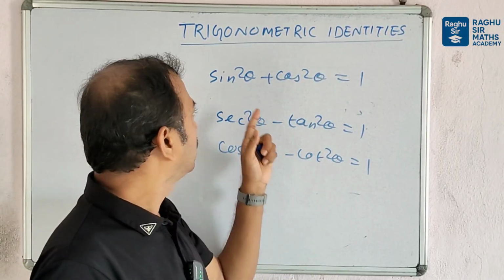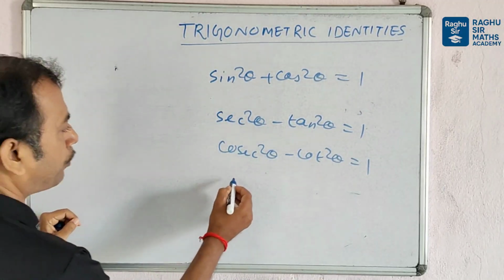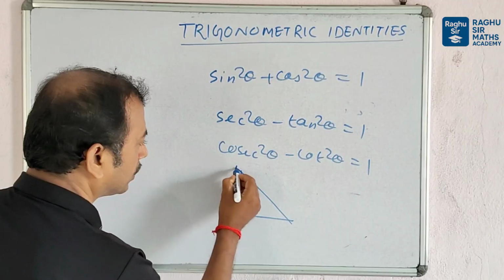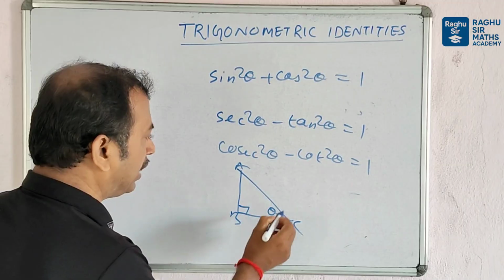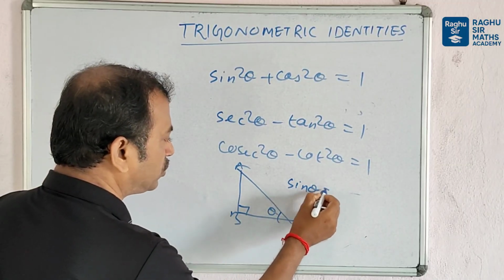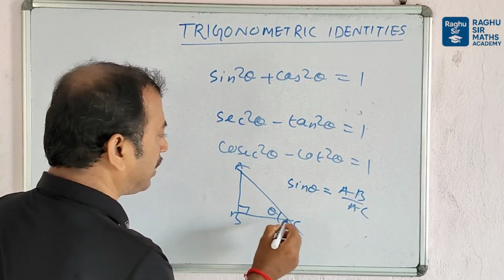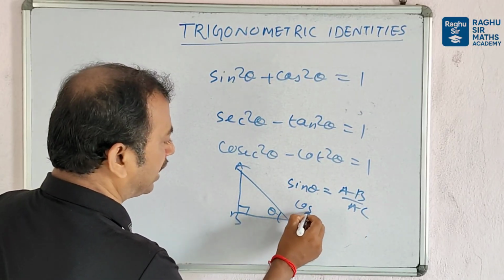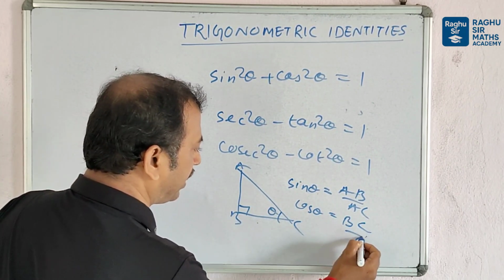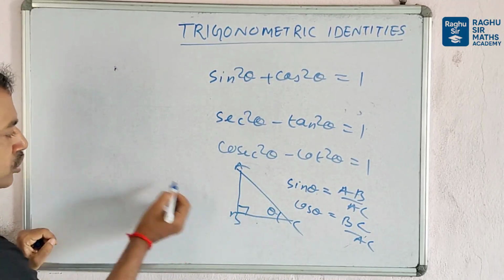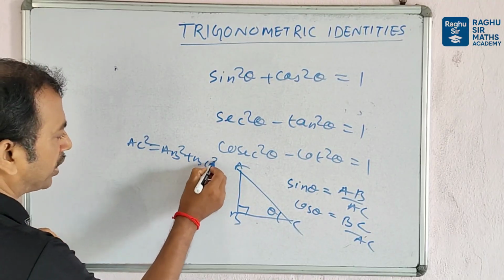So how to prove, sir? How do you know sin square theta plus cos square theta equal to 1? Let's see. Suppose this is a right angle triangle ABC. This is suppose theta. So right angle, so sin theta is what? Facing by hypotenuse. So AB by AC. Similarly, cos theta क्या होता है ना, adjacent side by hypotenuse. So BC by AC. So by using Pythagoras theorem, you know AC square equal to what? AB square plus BC square.